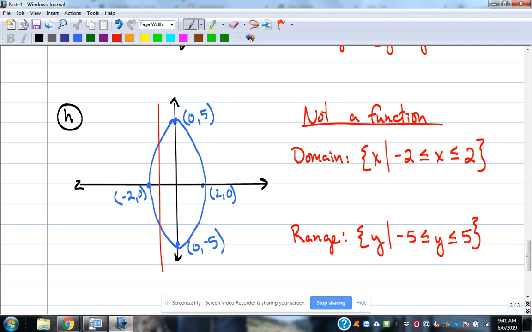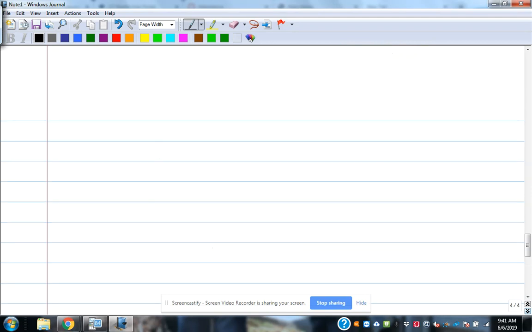Okay. All right. So the next type of thing that can happen here with functions is, what if they don't give us a graph? They don't give us a list of ordered pairs. They don't give us a mapping. They give us an equation, and we've got to take that equation and deal with it as far as finding the domain and the range. Okay. So let's look at what we do with that.